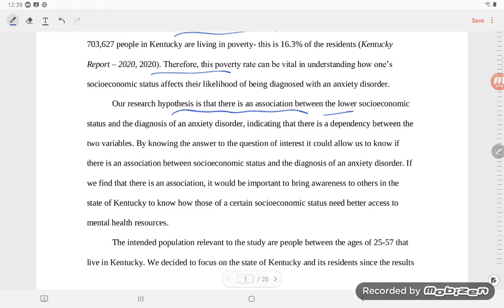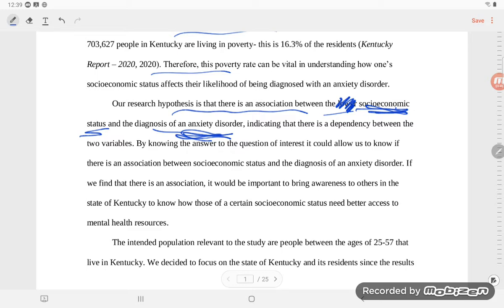Okay, so now they say lower socioeconomic status. Well, that's going to be one level of their variable. They had a slight problem there with saying lower socioeconomic status, because the variables are socioeconomic status and also whether or not somebody has an anxiety disorder. Those are the two variables. Lower is one level, or one value, or one category of this status.